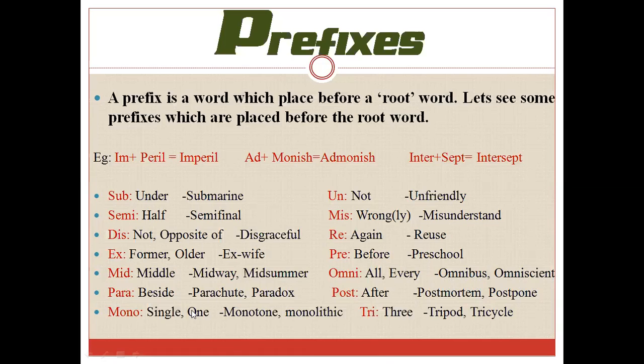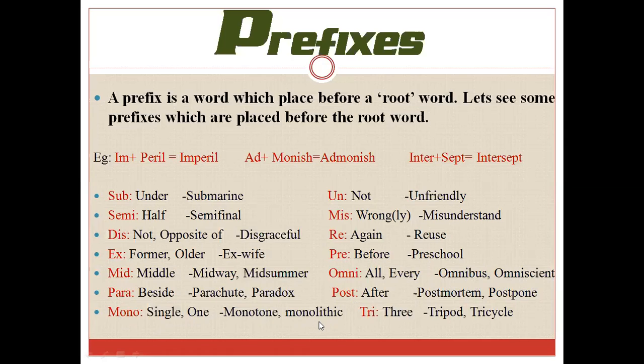Omnibus, omniscient. And next, para. Para means beside. Parachute, paradox. And next, post. Post means after. Postmortem or postpone. And next, mono. Mono means a single or one. So monotone or monolithic. Monolithic is a word we can actually see.